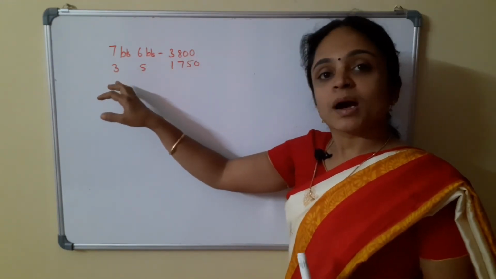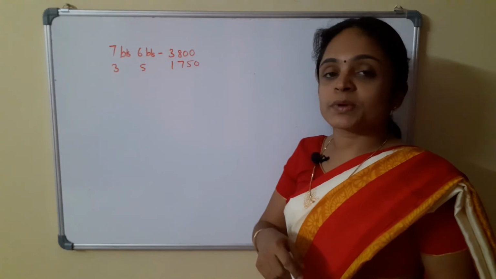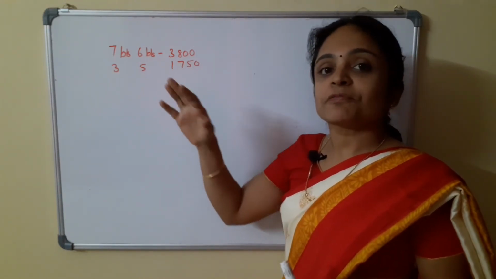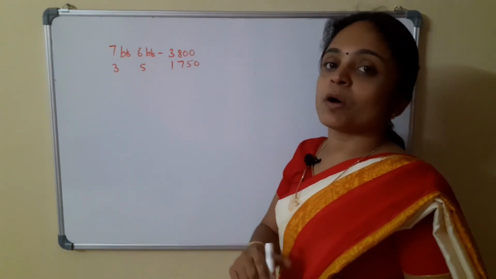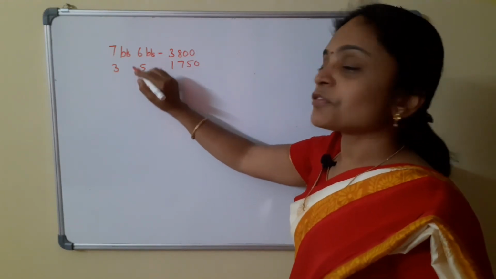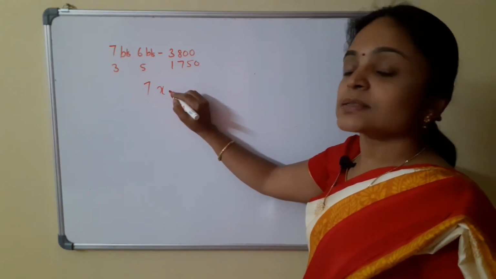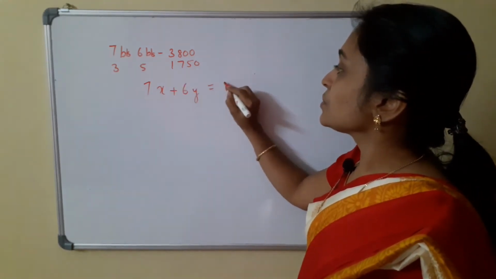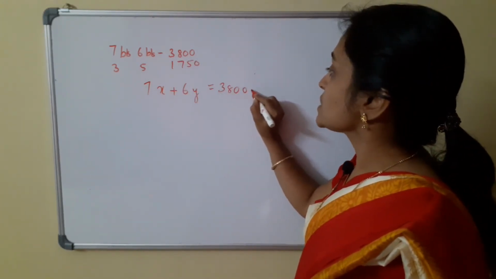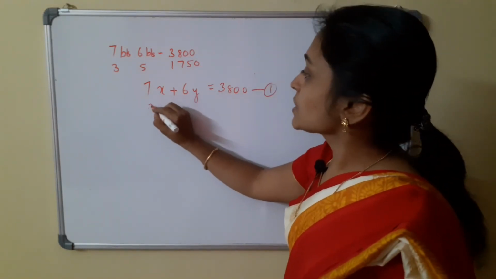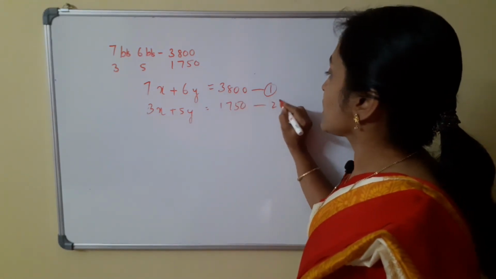rupees, then later she buys 3 bats and 5 balls for 1,750 rupees, then what is the price of bat and ball? That is the question. What is the cost of one bat and one ball? So from this we can frame an equation, right? Let x be the price of bat and y be the cost of ball. So 7x plus 6y equal to 3,800, which is the first equation. Then 3x plus 5y equal to 1,750, which is second equation.